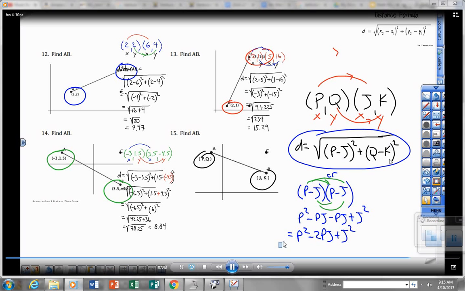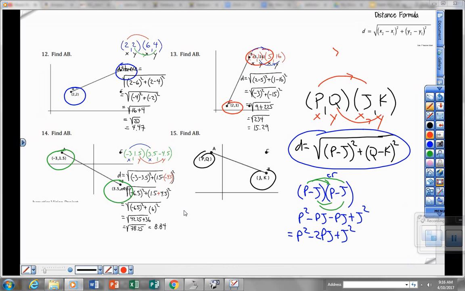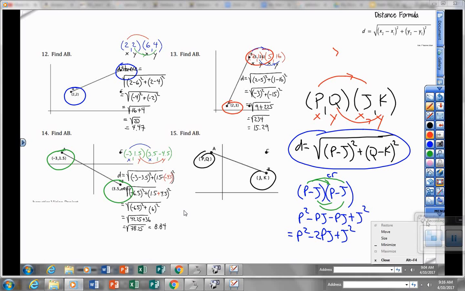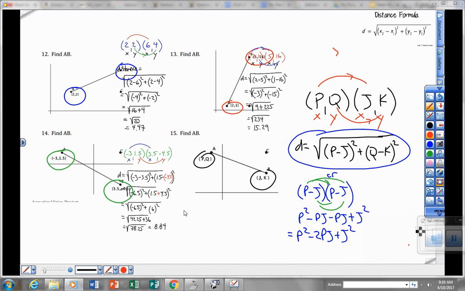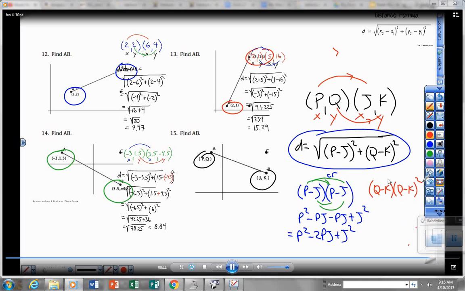Next I'm going to do Q minus K squared. So with Q minus K, that is Q minus K times another Q minus K. That gives me Q times Q is Q to the second power. Q times negative K is negative QK. When I do another one of those, I get another minus QK. Negative K times negative K is positive K squared.